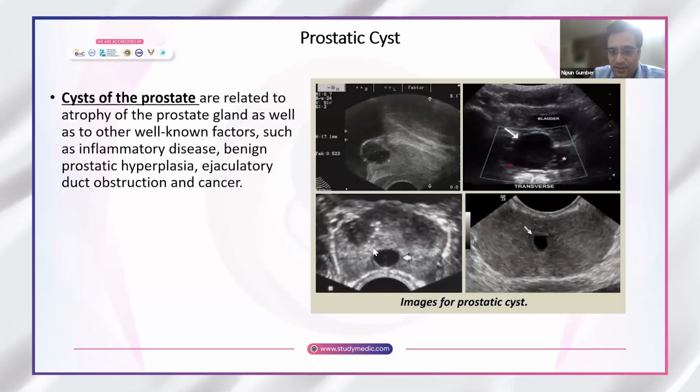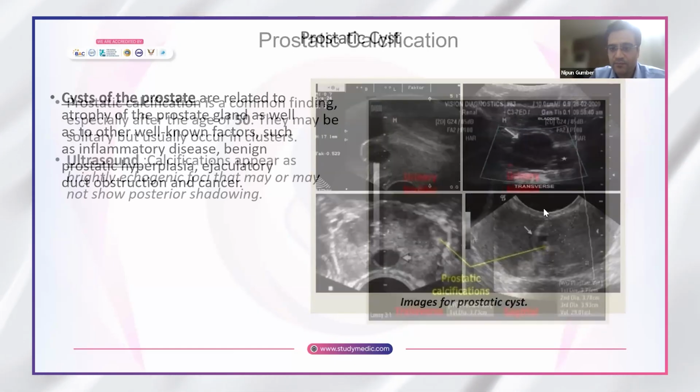Prostatic cyst, in the midline you can see there is a simple cyst. These are related to the atrophy of the prostate gland as well as other known factors such as inflammatory disease, BPH, ejaculatory duct obstruction and cancer. These cysts will have a well-defined wall. There will be no vascularity on color Doppler.